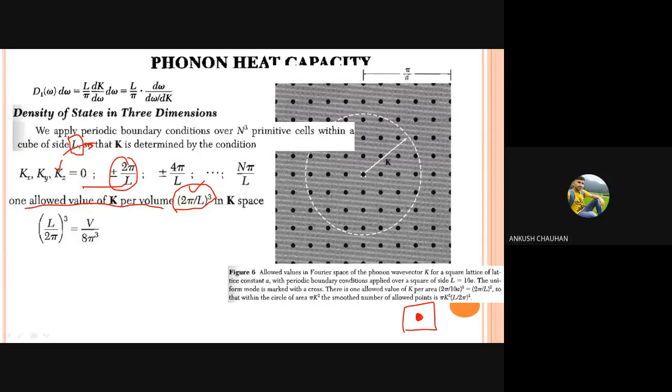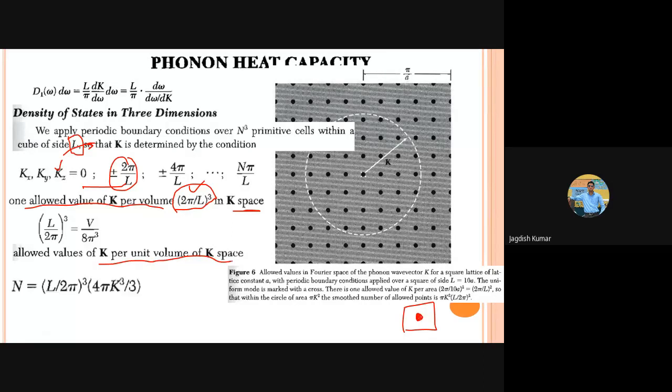Okay, fine. Yes, sir. So states per unit volume, if we do it the other way, how many states will be there in one unit volume of the reciprocal space? That's what we are counting. It will be the opposite of this, because the volume per state will be (2 pi by L) whole cube. So states per unit volume will be (L by 2 pi) whole cube, and that is nothing but V over 8 pi cube. Correct? So this gives us the allowed values of k per unit volume of k space. Exactly the same thing as I told you.